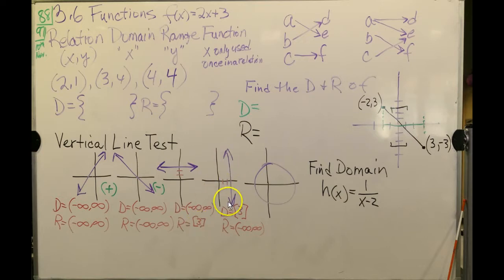Now for our vertical line, our domain is only 3. That would be the only x value that you would use. But for the range, the y values, that goes from -infinity to +infinity.